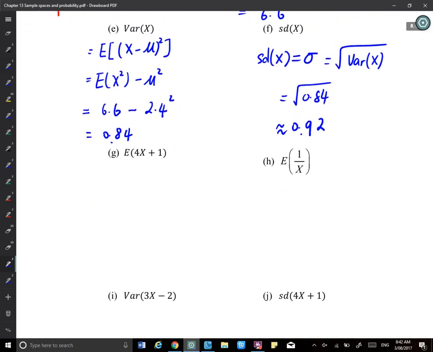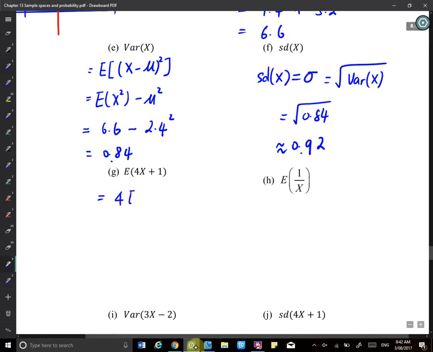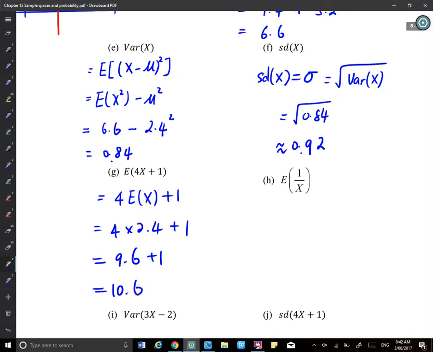Expected value of 4x plus 1, which is a linear transformation. The formula can directly apply. It is 4 times expected x plus 1, and that's 4 times 2.4 plus 1. 9.6 plus 1, which is 10.6.